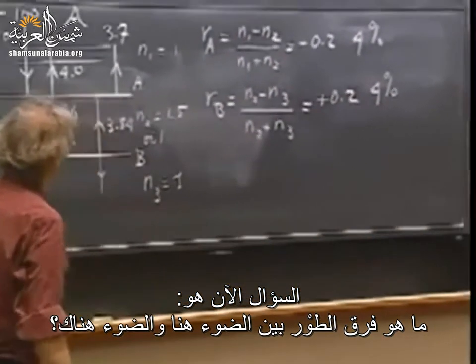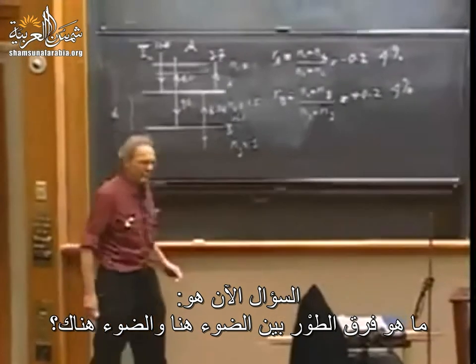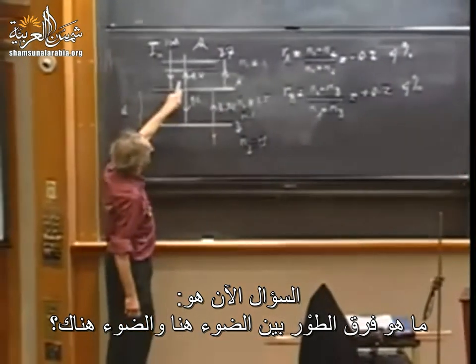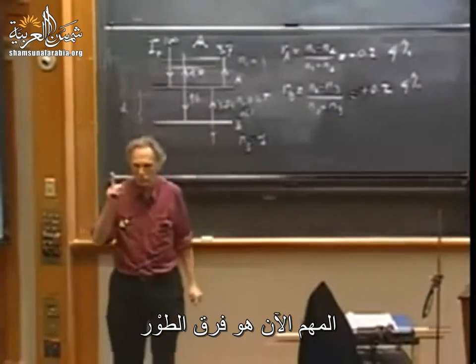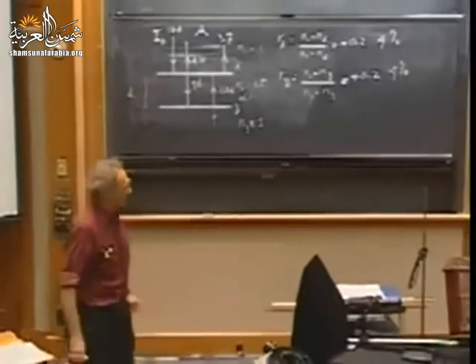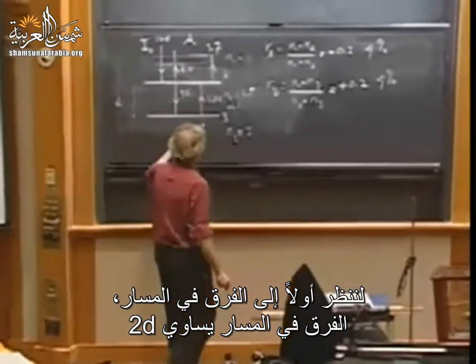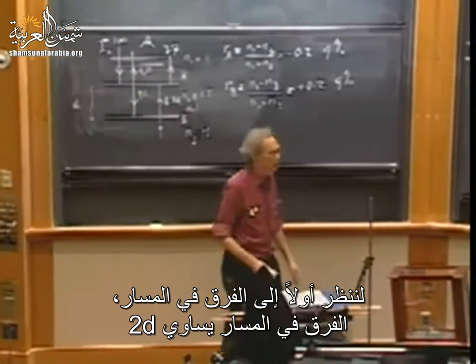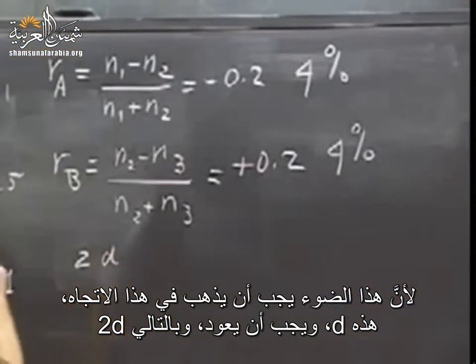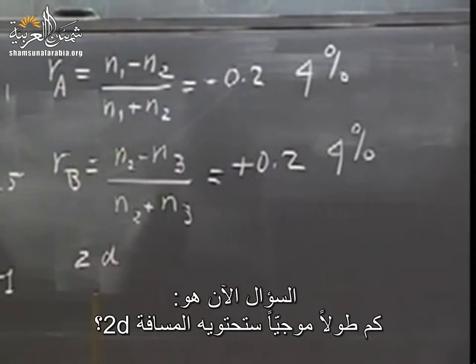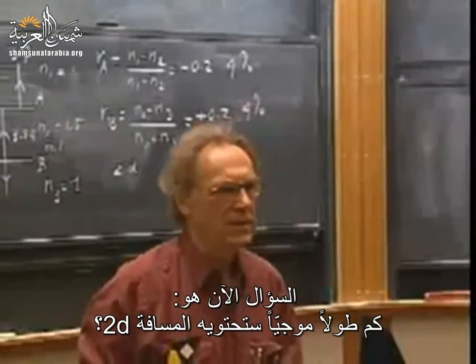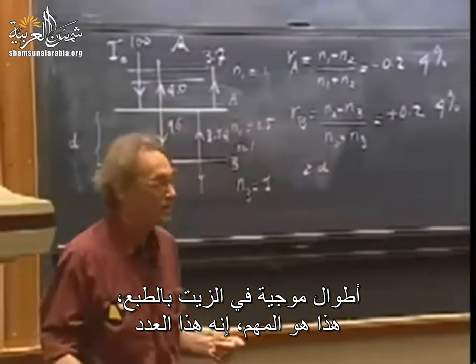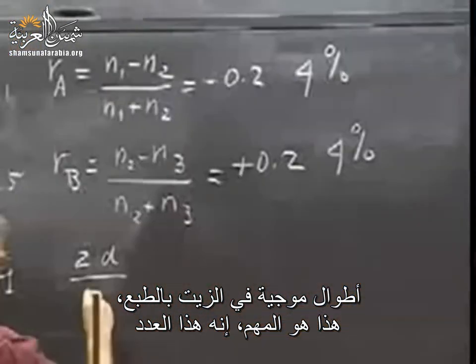So the question now is, what is the phase difference between this light here and this light there? Phase difference. That's what matters. Well, let's first look at the difference in path. The difference in path is clearly 2D. Because this light has to go in this direction, that is D, and it has to come back, so that's 2D. So now is the question, how many wavelengths fit on that separation, on that distance 2D? Wavelengths in oil, of course. That's what matters. So that is this many.